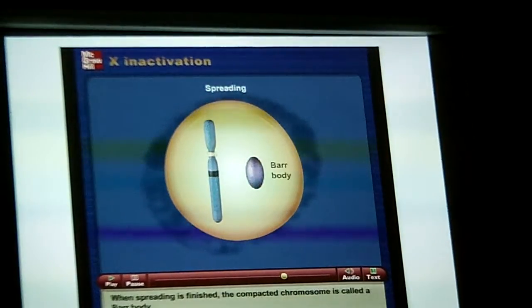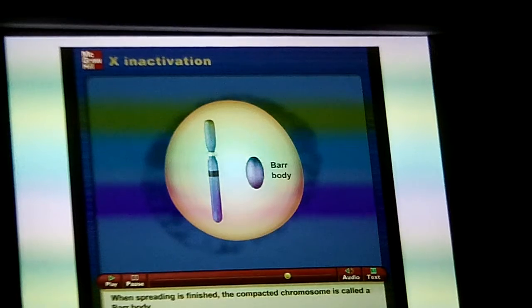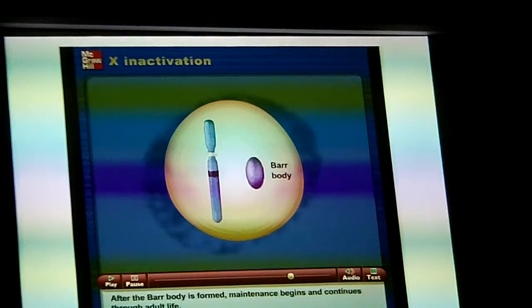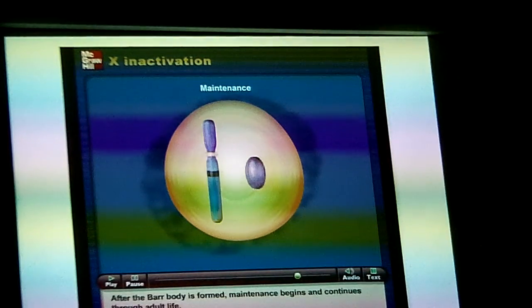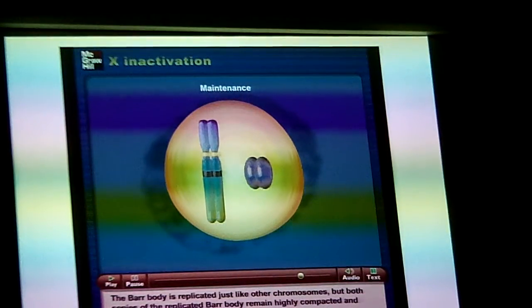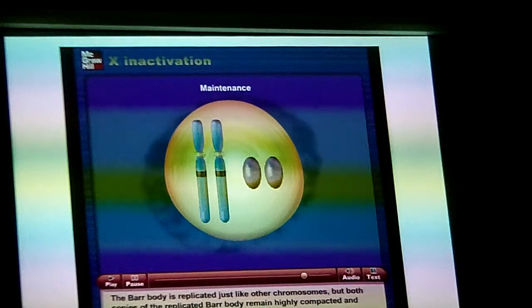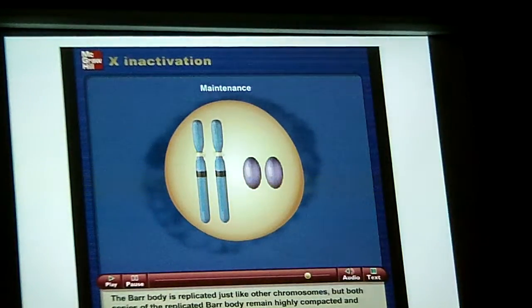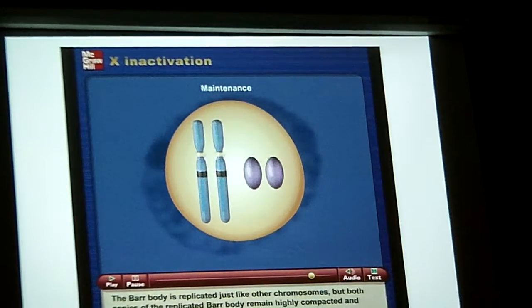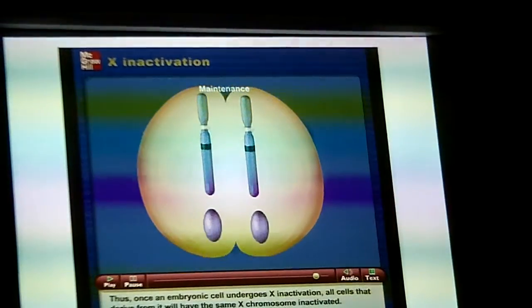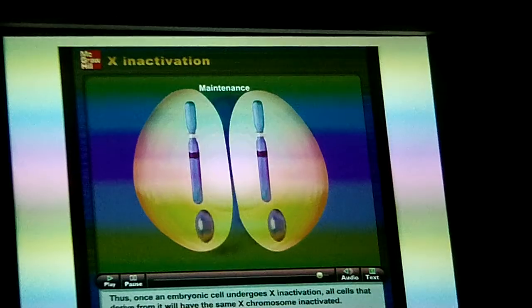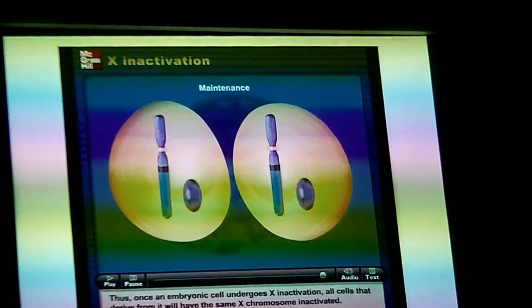When spreading is finished, the compacted chromosome is called a bar body. After the bar body is formed, maintenance begins and continues through adult life. The bar body is replicated just like other chromosomes, but both copies of the replicated bar body remain highly compacted and essentially inactive. Thus, once an embryonic cell undergoes XInactivation, all cells that derive from it will have the same X chromosome inactivated.